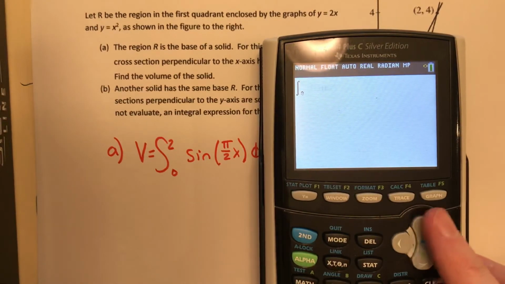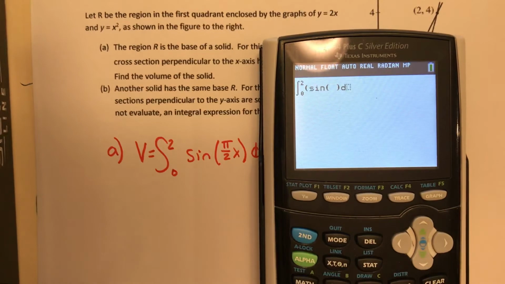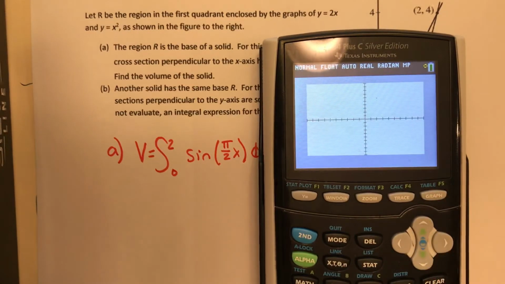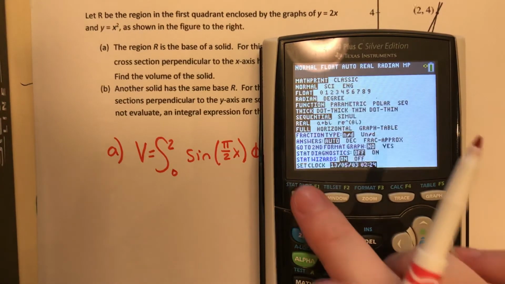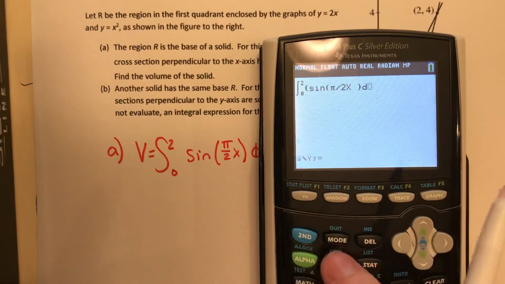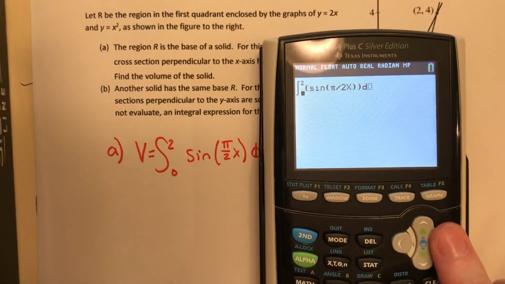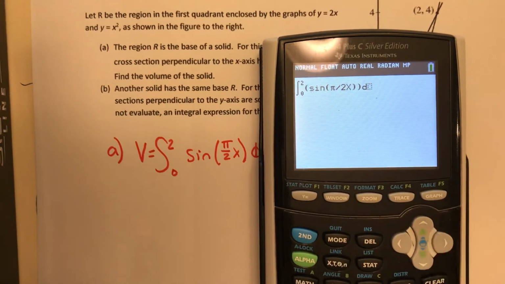0 to 2. Sine of pi over 2 x dx. Whoops, I accidentally hit graph, so give me a minute. It's graphing something from an old thing. There we go. Okay, there we go. So dx.